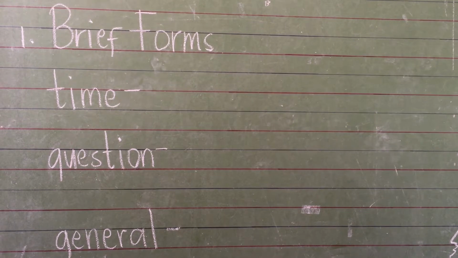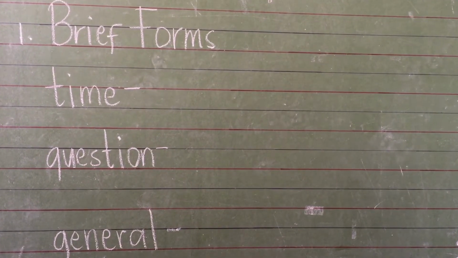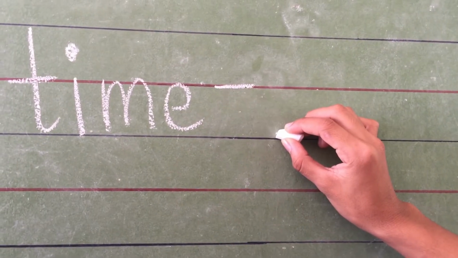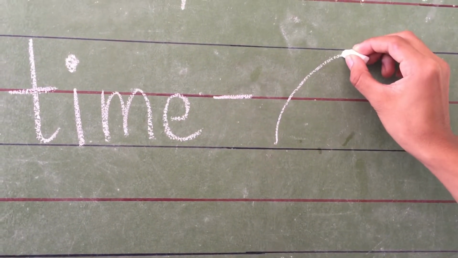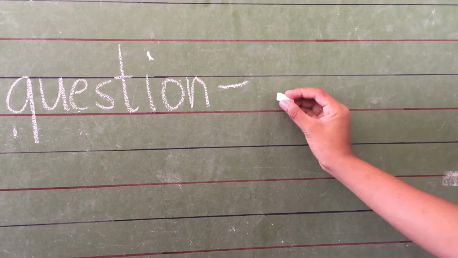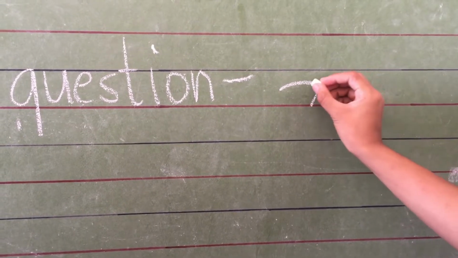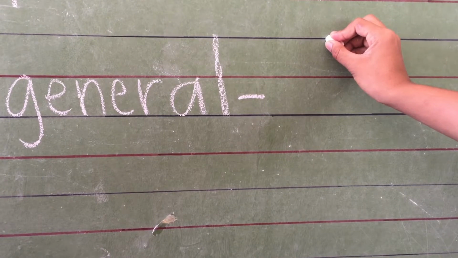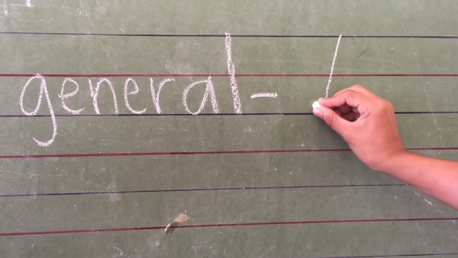I will discuss with you the three brief forms in lesson 23: the time, question, and general. Time is said as them. Question is represented as K and Sean. General is represented as J, E, and N.